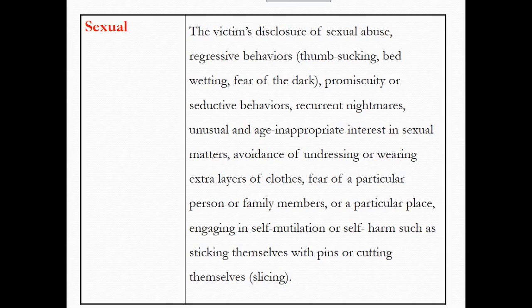Avoidance of undressing or wearing extra layers of clothes. So maybe they're very uncomfortable about exposing their skin, or they feel afraid or ashamed of it. Fear of a particular person or family members or a particular place. So they have a fearful association with certain objects, with certain people, with certain rooms of the house, with certain locations. Maybe even engaging in self-mutilation or self-harm, such as sticking themselves with pins or cutting themselves.